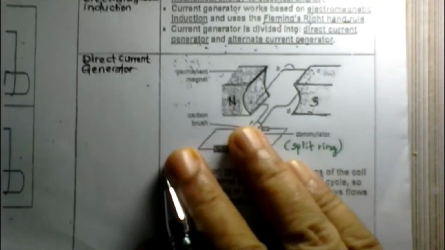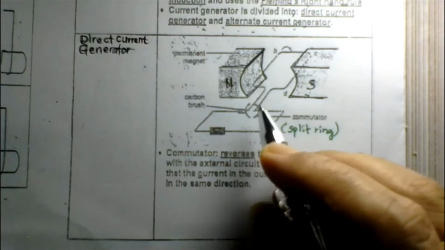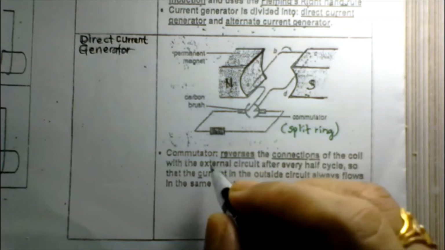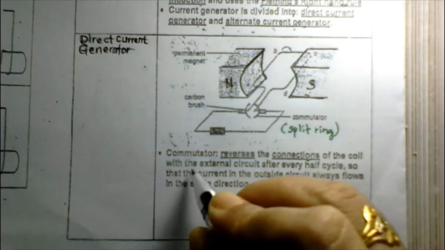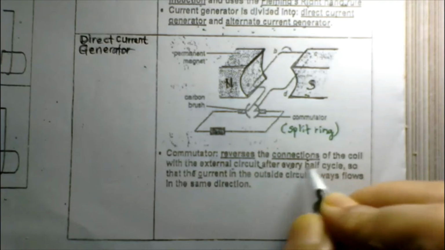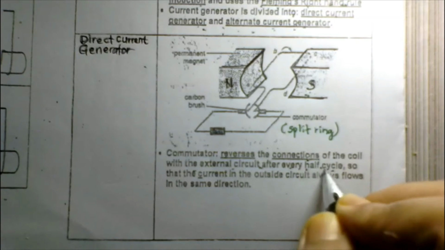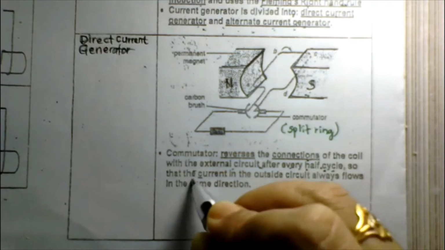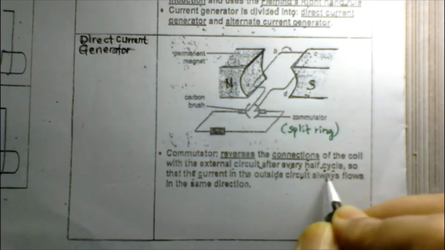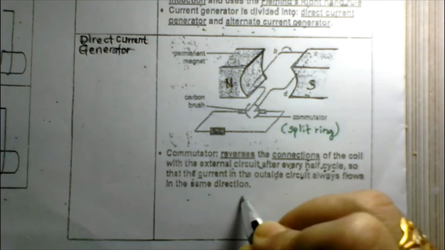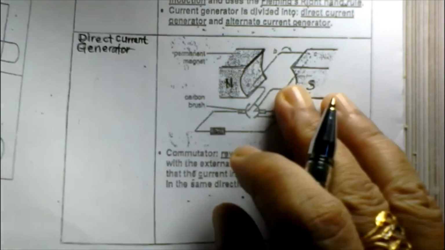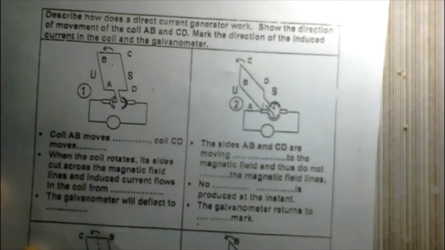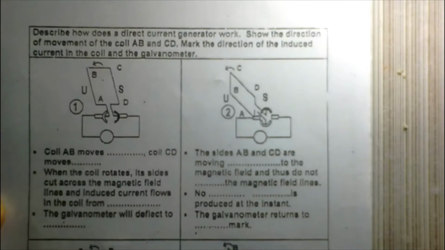Now, how does it work? What is the function of the commutator or the split ring commutator? The commutator reverses the connection of the coil with the external circuit every half cycle. Half cycle means 180 degrees of rotation. So the current in the outside circuit always flows in the same direction. We'll discuss more on this. You can refer to the next page, page 78.